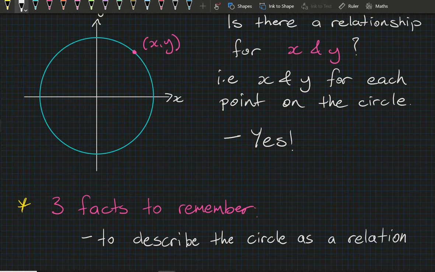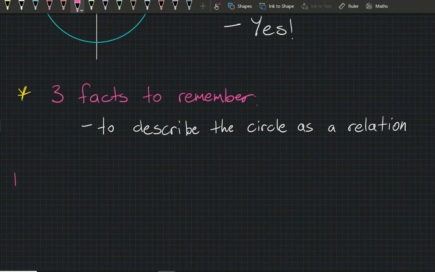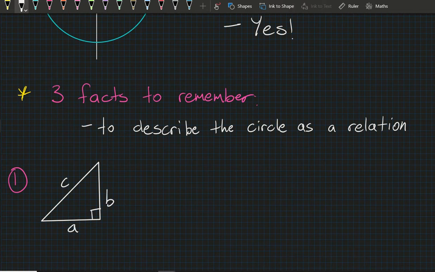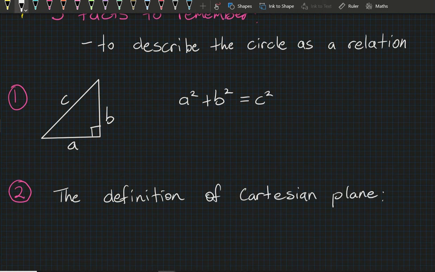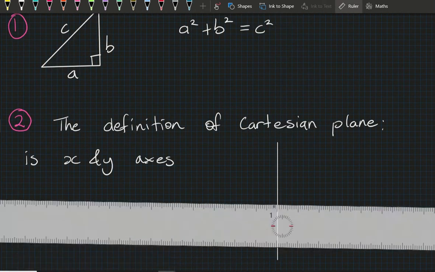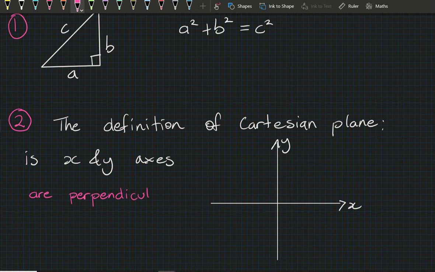First, we use our old friend Pythagoras and his rule that states for any right angle triangle with side lengths a, b and c, the length a squared plus the length b squared will equal the length c squared. Secondly, the definition of the Cartesian plane is that the x and y axes are perpendicular, i.e. right angles.